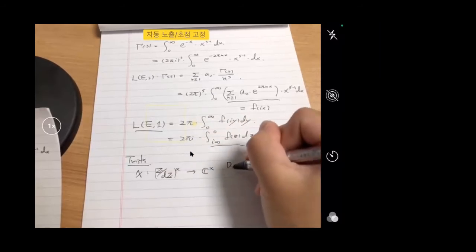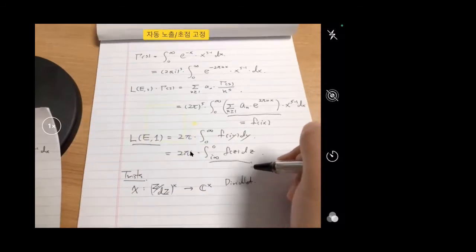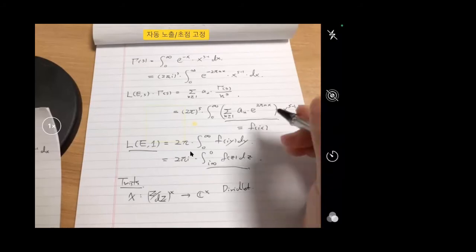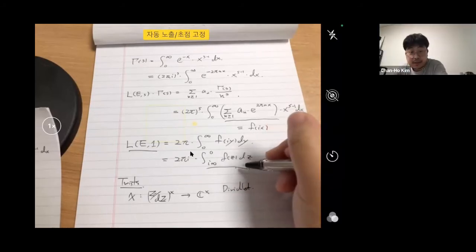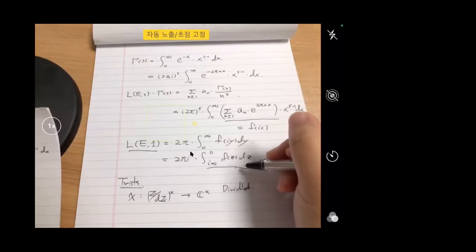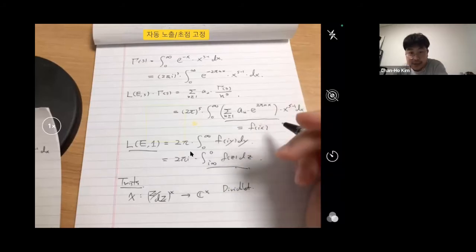The second one, shouldn't the integral be from 0 to i infinity? Sorry? This integral, 2 pi i, yes. The bounds are from 0 to i infinity or from i infinity to 0? Oh, this is okay. If you do the change of variable, the sign change appears.